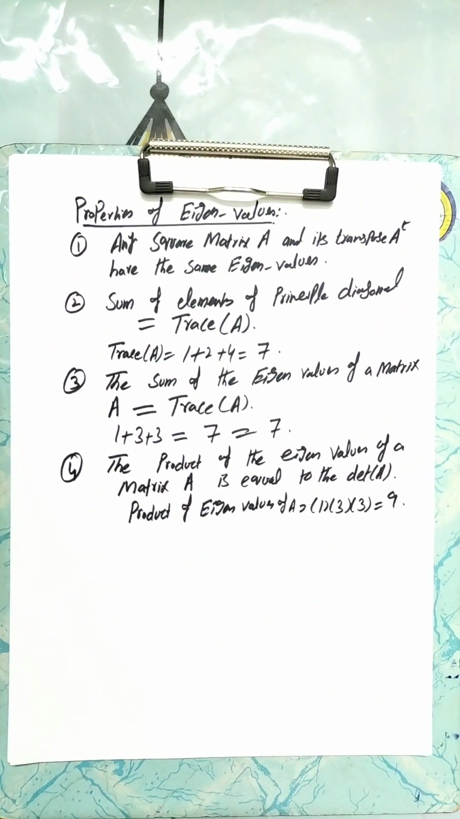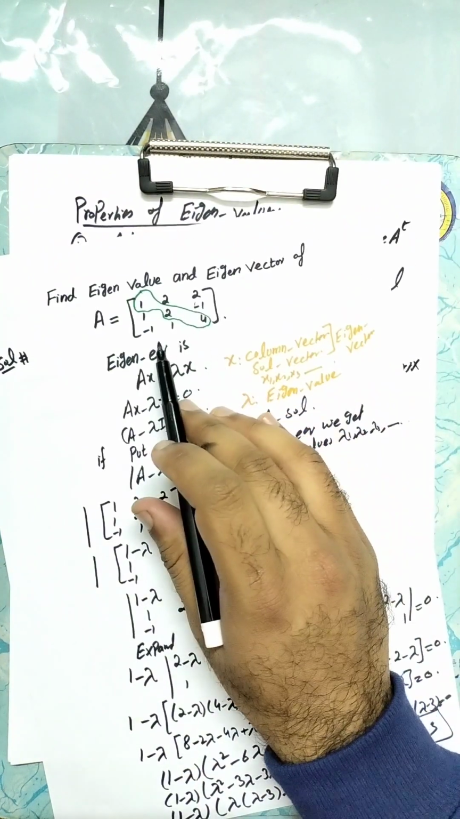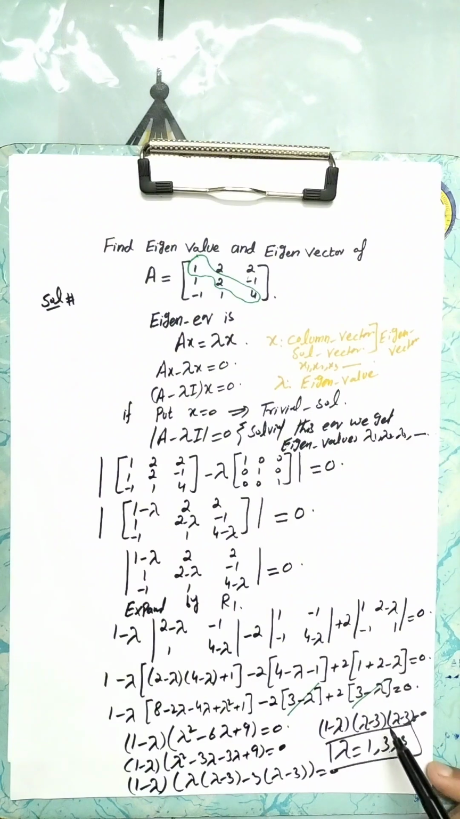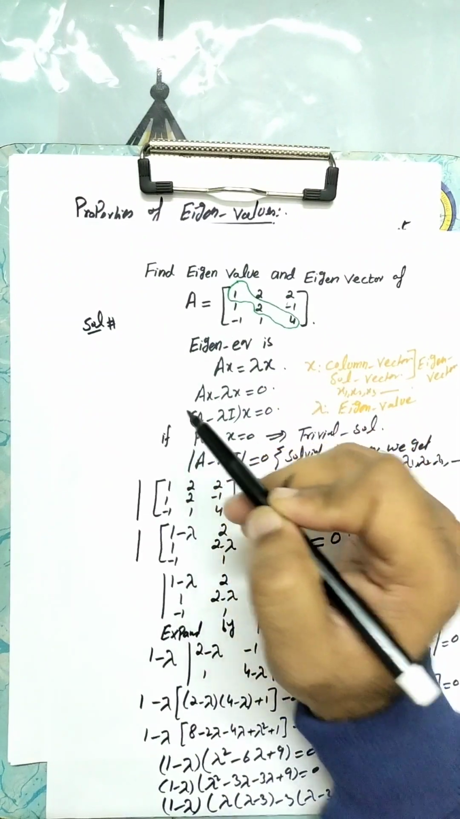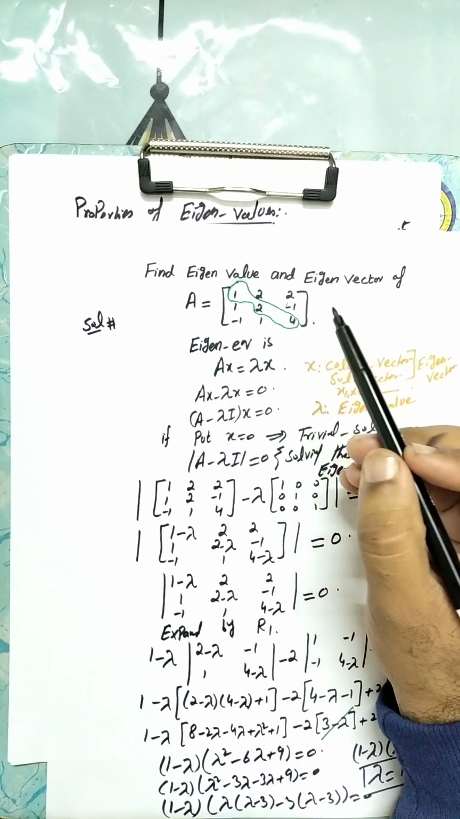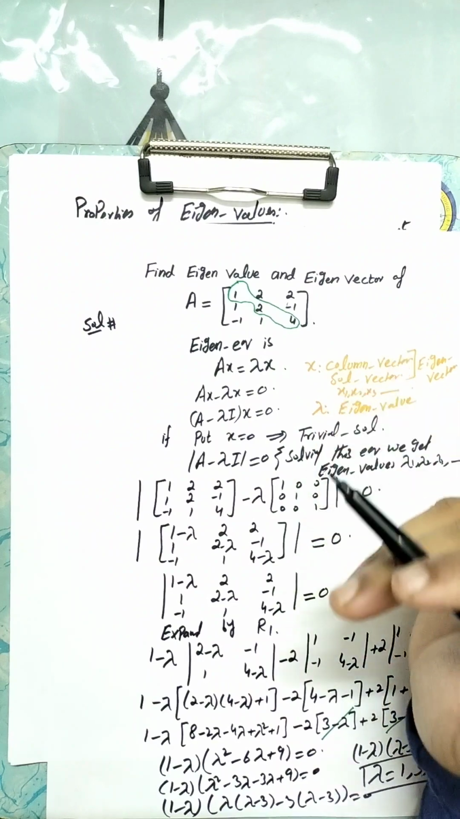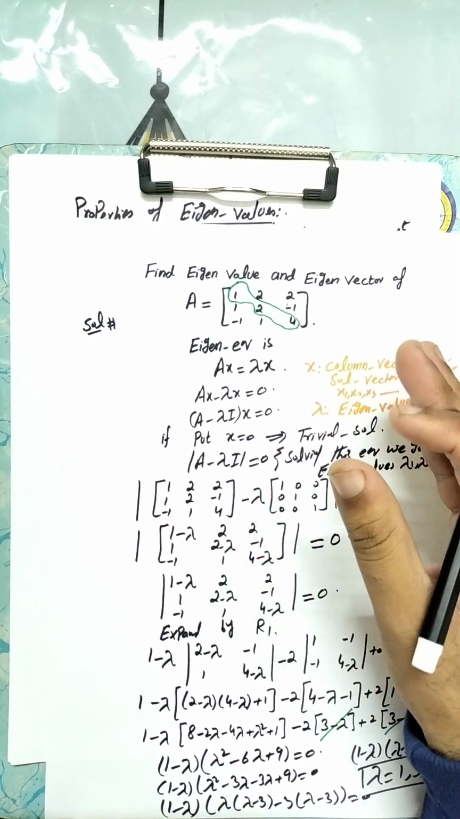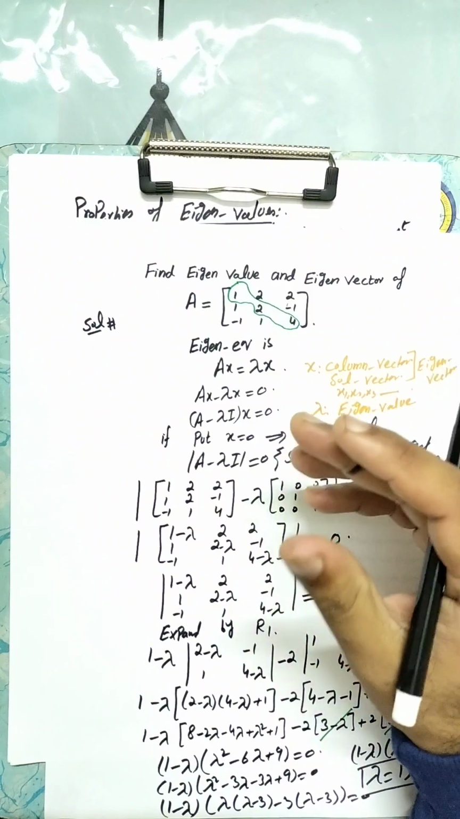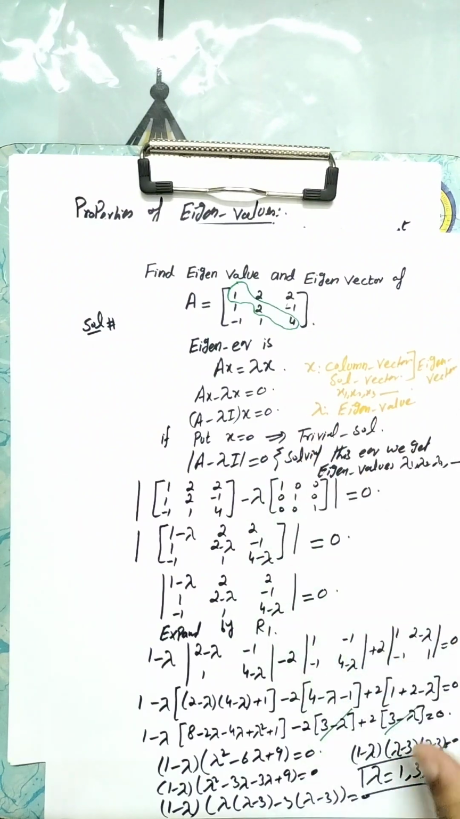So this is our problem, and these are our eigenvalues, and the product of these three values is equal to 9. So we calculate the determinant of A, and if determinant of A is equal to 9, it means our eigenvalues are correct. If determinant of A is other than 9, it means our eigenvalues are not correct.